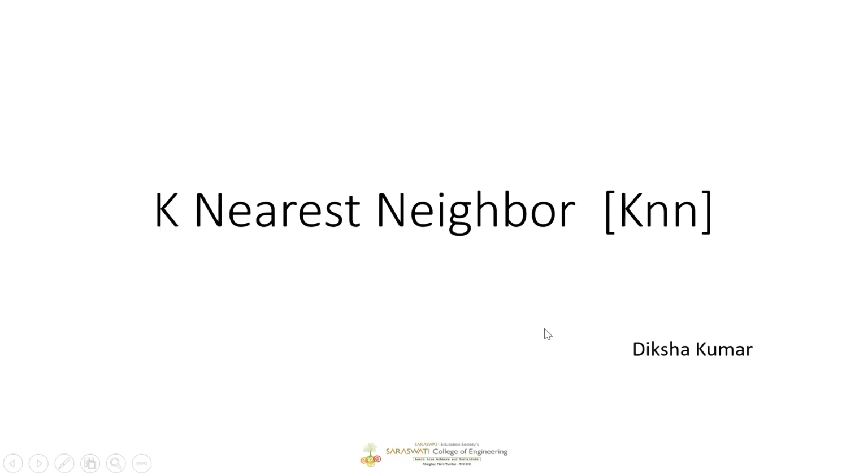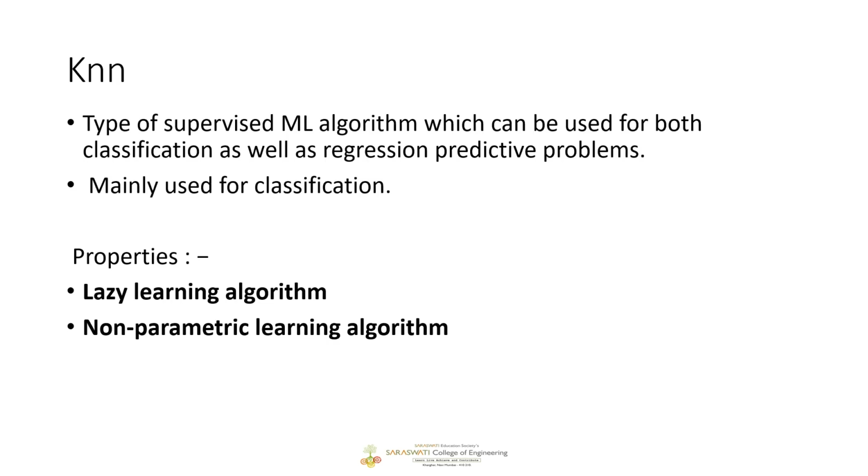Hello, today we will study K nearest neighbor, commonly known as the KNN algorithm. KNN is a type of supervised machine learning algorithm. It can be used for classification and regression both, but it is mainly used for classification. KNN uses feature similarity to do predictions.